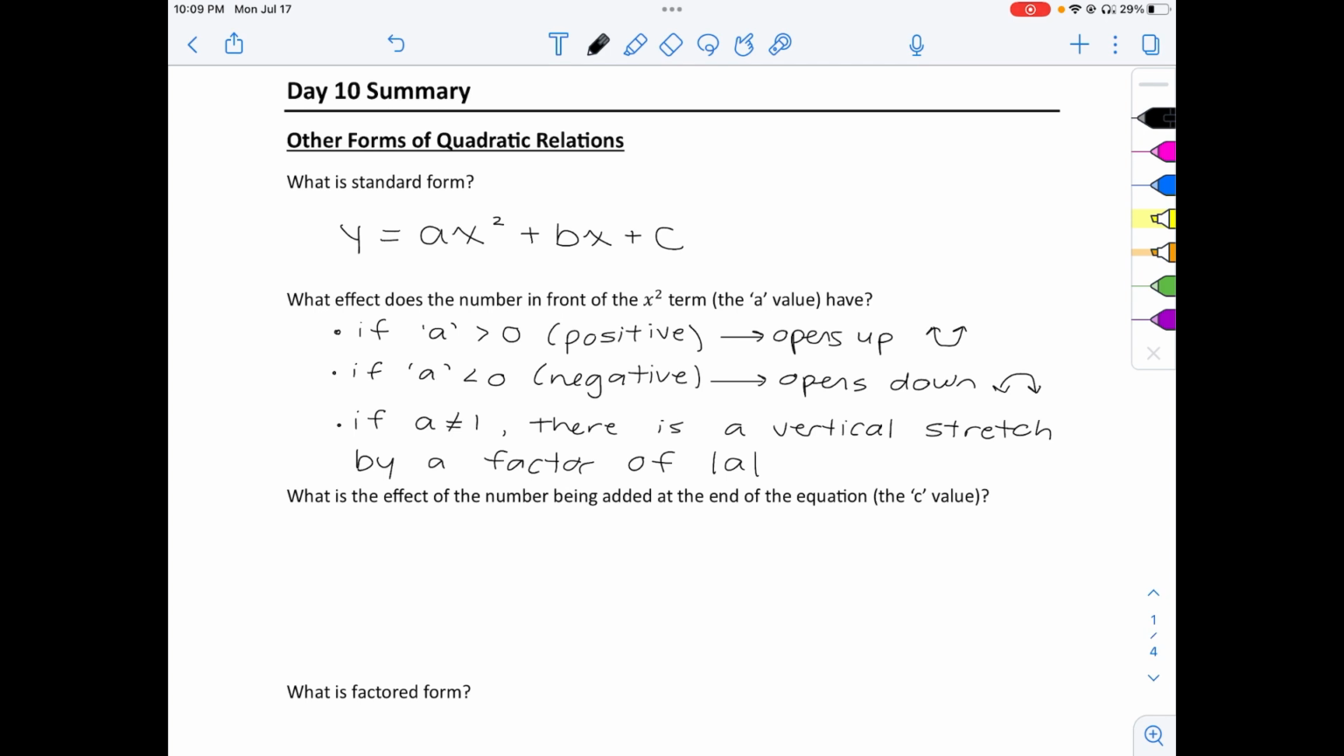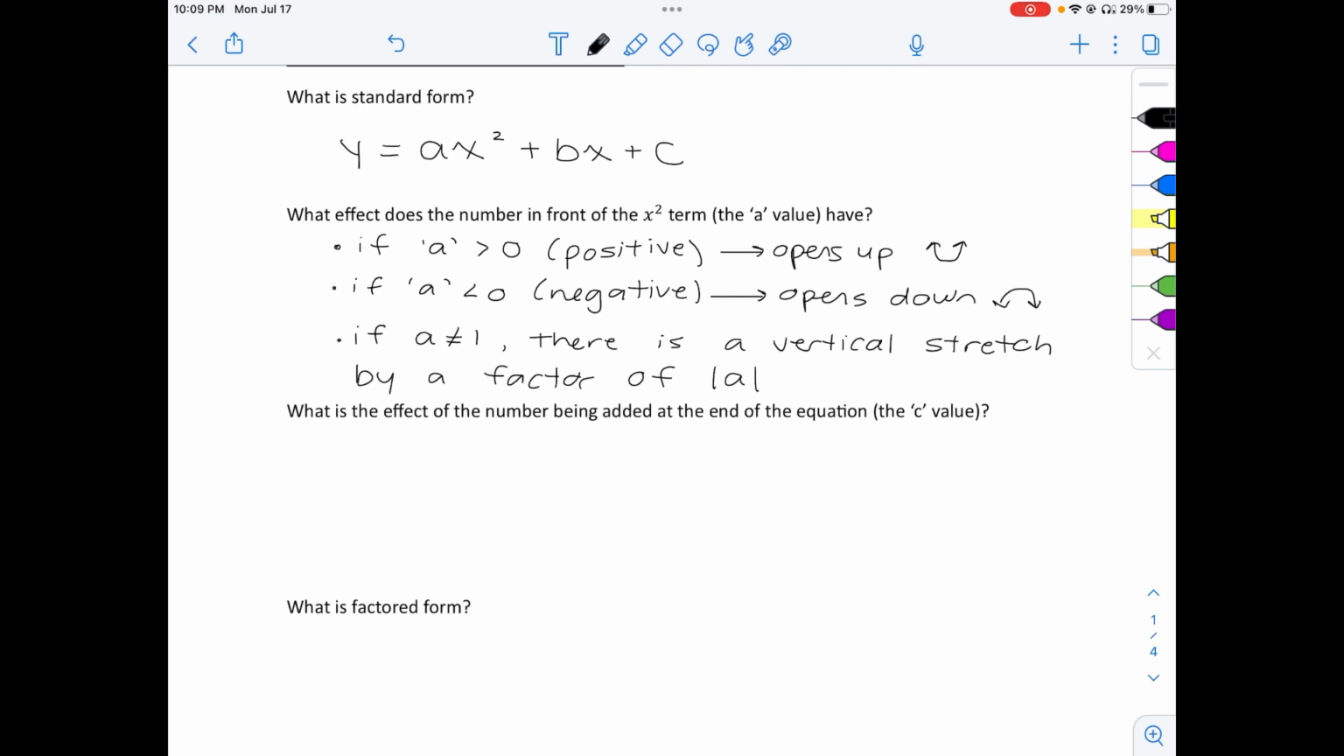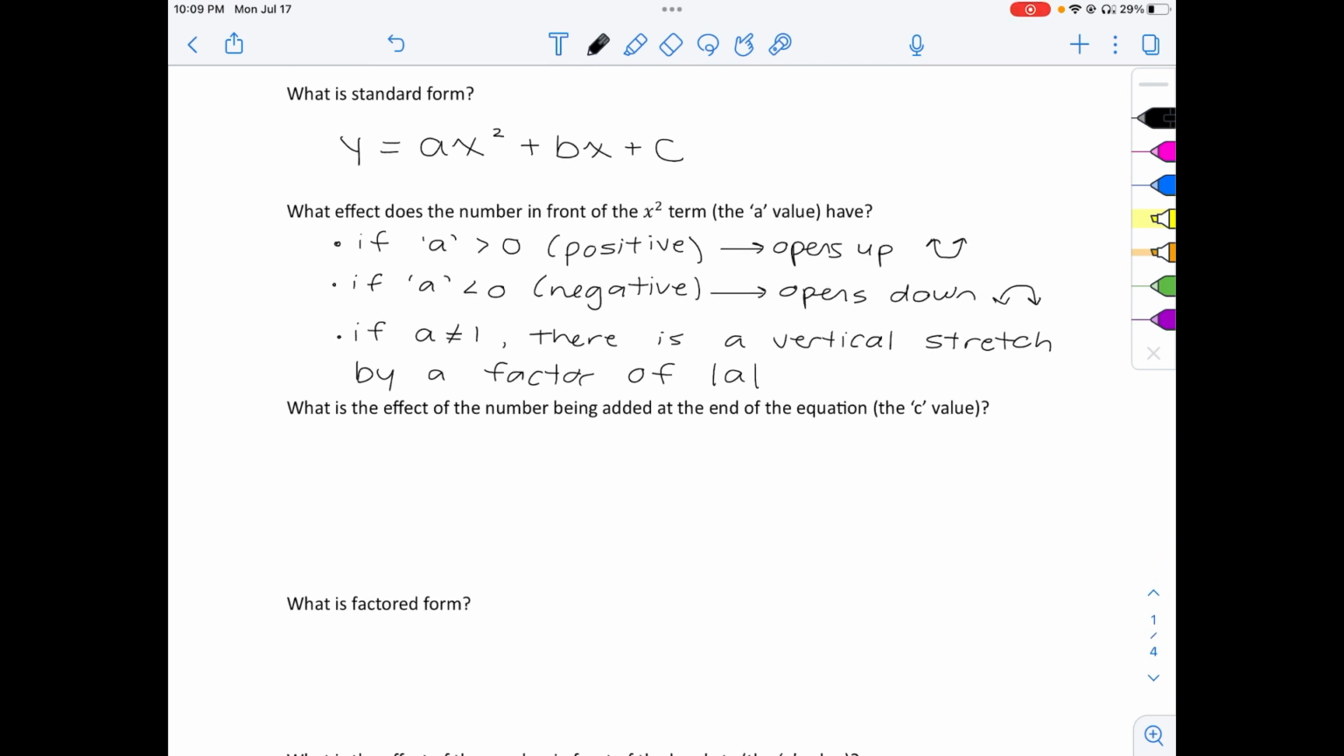Okay, so that's what a tells us. Again, we use the same letter as in vertex form because it tells us the same thing. And then we don't pay any attention to the b value. That doesn't tell us anything in standard form. It's there. It is what it is. But the number at the end of the equation, the c value, it says here the number being added, but this value can be negative as well. This tells you what the y-intercept is. Okay, so the y-intercept will be given by (0, c).